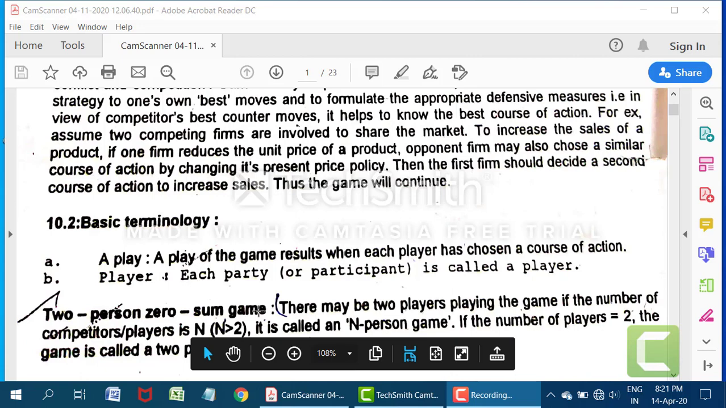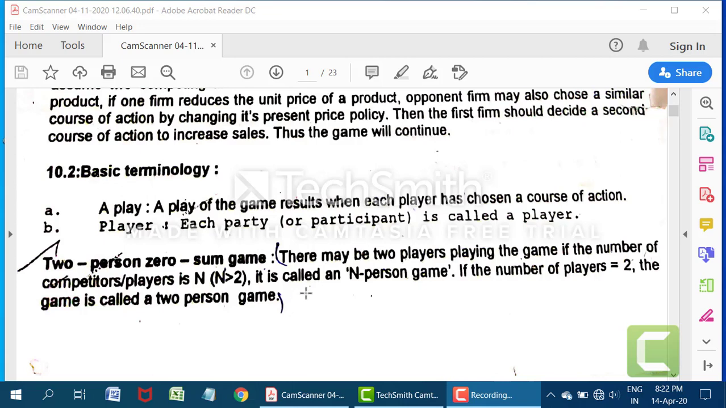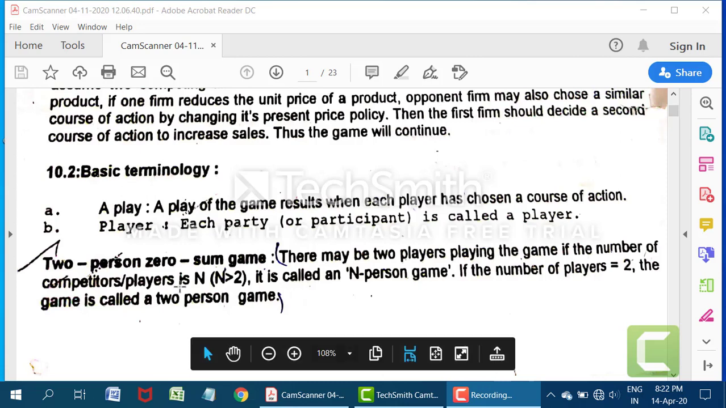Player means each party or each team is called a player. Two-person zero-sum game: I told you already, when there are two players playing the game, it is called a two-person game. Instead, if more than two players are involved in the game, it is called an n-person game. n may be greater than 2. If n is greater than 2, it's called an n-person game.